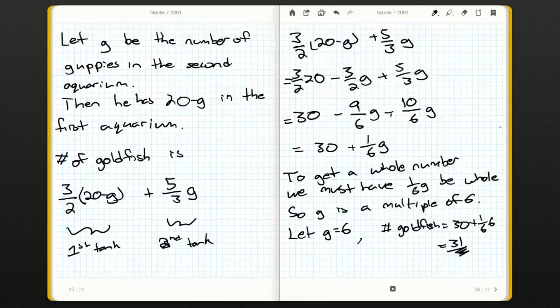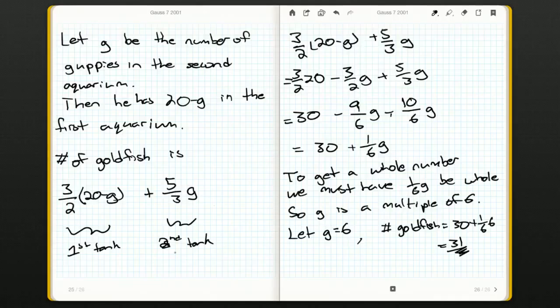I mean, we did choose g to be the number of guppies in the second aquarium. What if we started with the first aquarium? We might have got a slightly different equation, and maybe it would have had a 1 over 12 times g. And maybe g has to be a multiple of 12, and we're not seeing it. Yeah, the total number of goldfish is a whole number. But how do we know we don't have a half a goldfish in the first tank and a half a goldfish in the second tank this way?